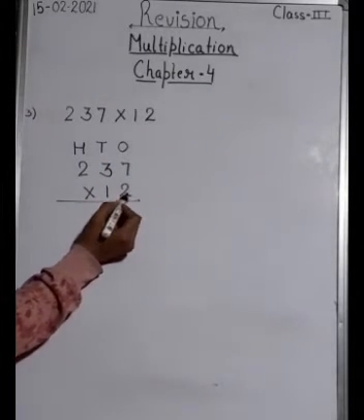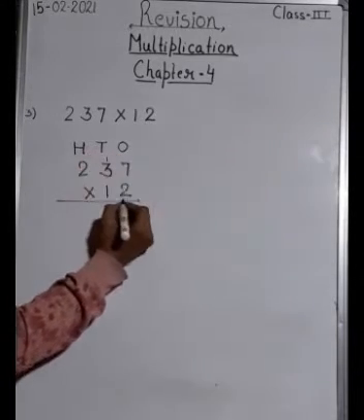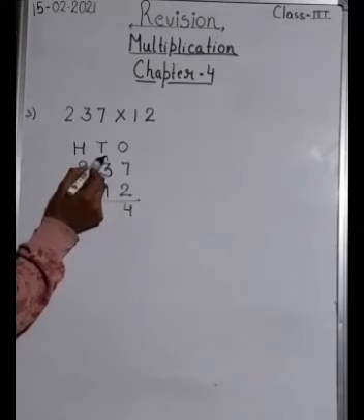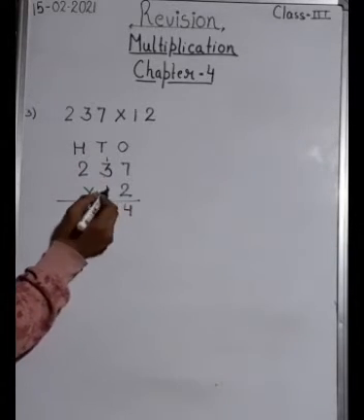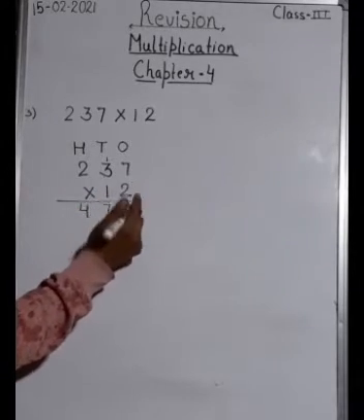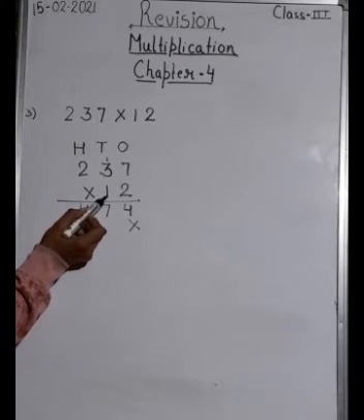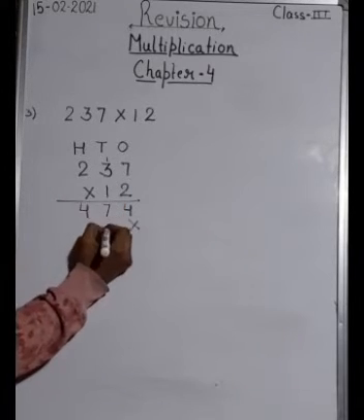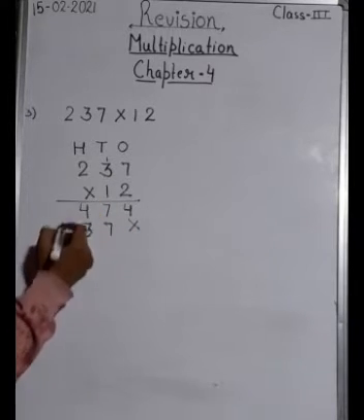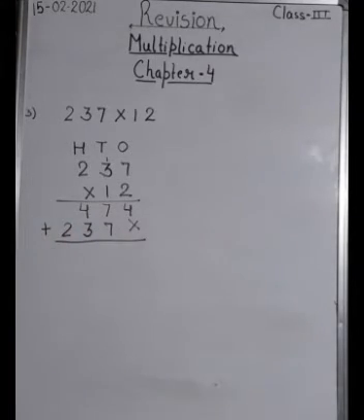I told you, start with the digit at the ones place. Now 2 7s are 14, carry 1, 4 will be written here. 2 3s are 6 plus 1, 7, and 2 2s are 4. Clear? Now you have done with the digit at the ones place. So put the cross at the ones place and start with the digit at the tens place. 1 7 is 7, 1 3 is 3 and 1 2 is 2. Clear? Now you have to add them.